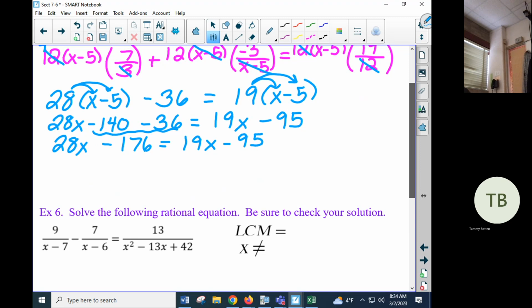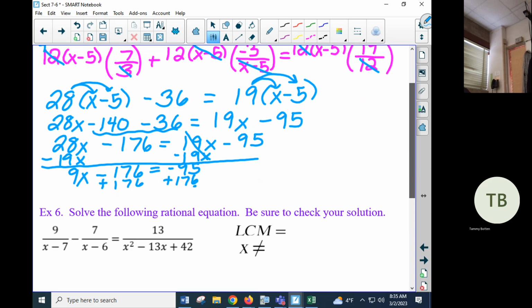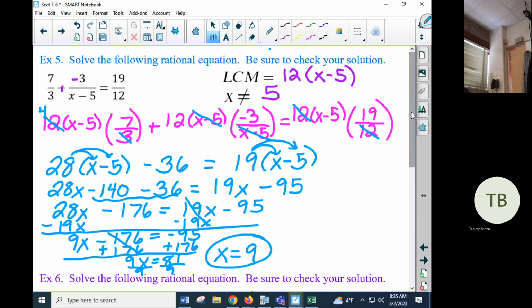And now what I'm going to do is take this 19x over by subtracting it. 28x minus 19x is 9x minus 176 equals negative 95. I'm going to add 176. And I get 9x equals 81. Divide by 9, and x equals 9. And if you look up here, the x just couldn't equal 5, so that is your answer.